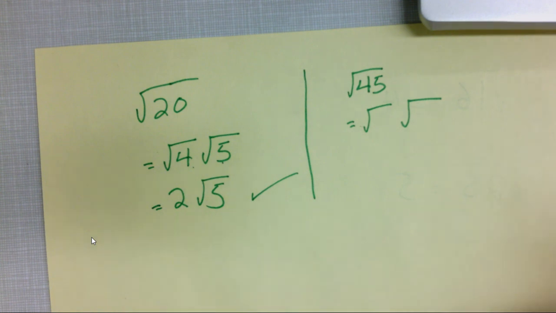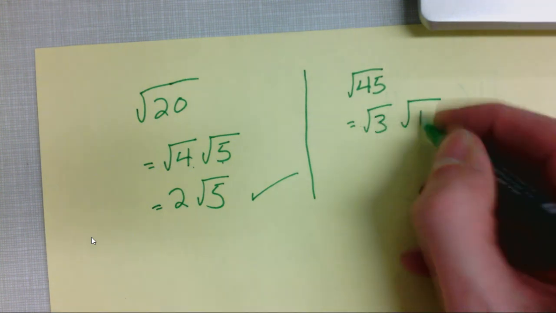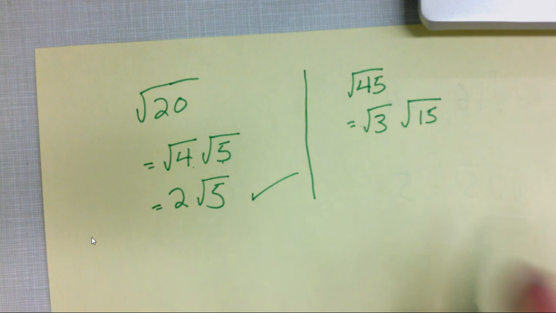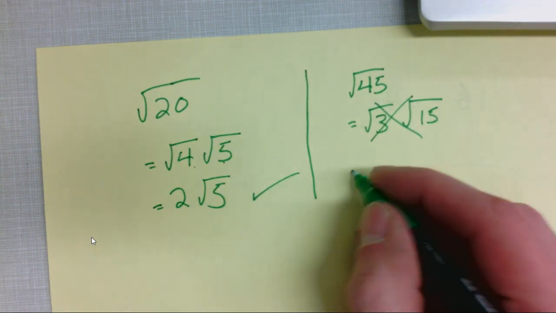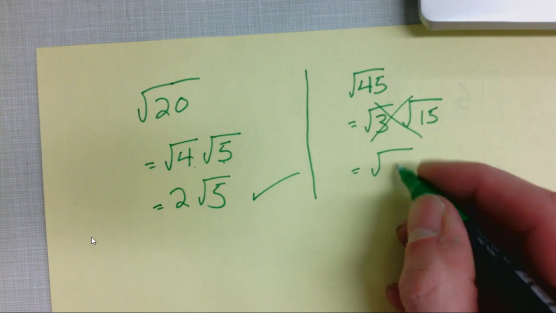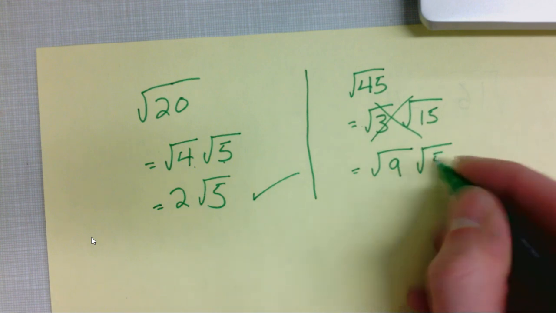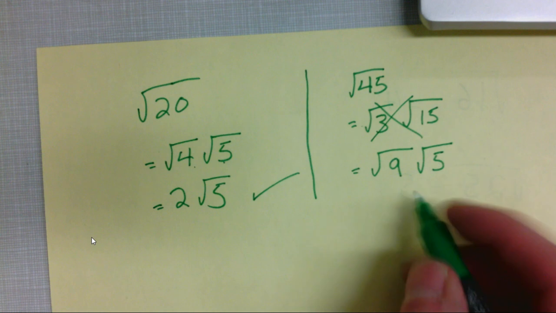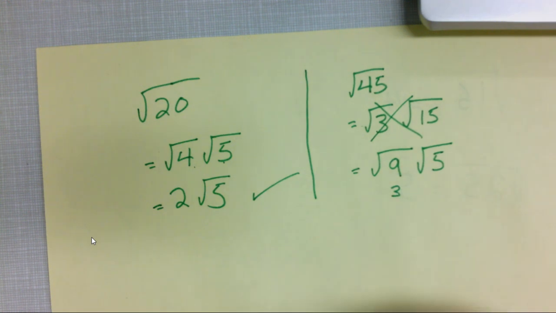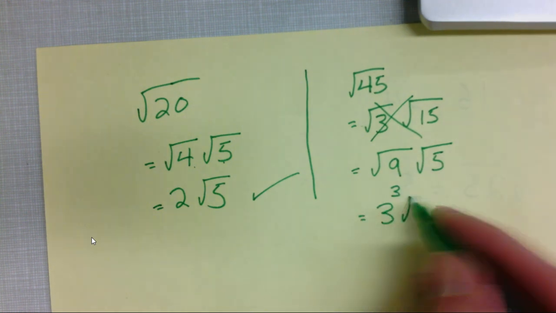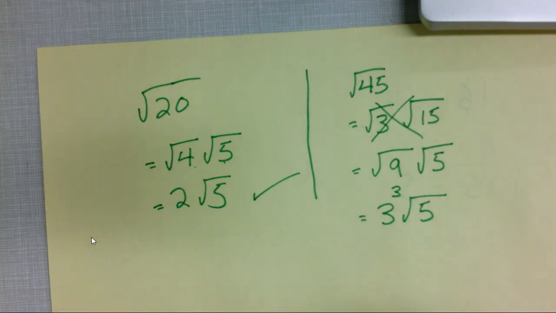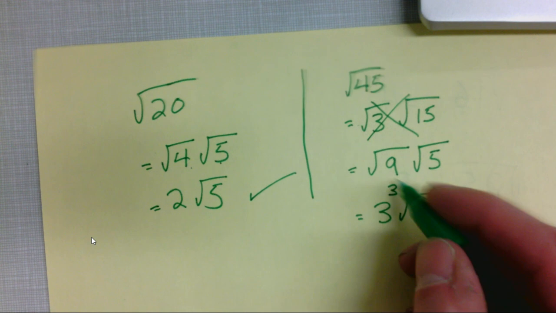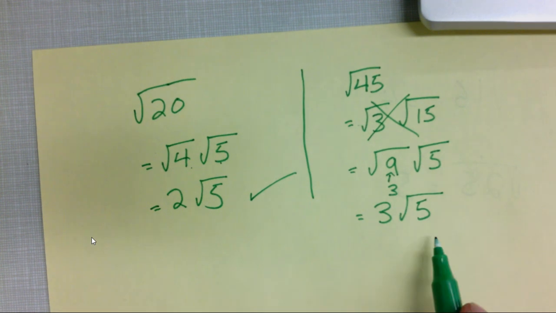So for example, I could break 45 into root 3 root 15, but that's not going to help me. 3 and 15 aren't perfect squares. I'm not getting anything simpler. But I could factor root 45 as root 9 root 5, which is helpful because root 9 is just equal to 3, and so the simplified form would be 3 root 5. I can't get this any simpler. I can't get this any more exact because I can't pull out any more perfect square factors from 5.